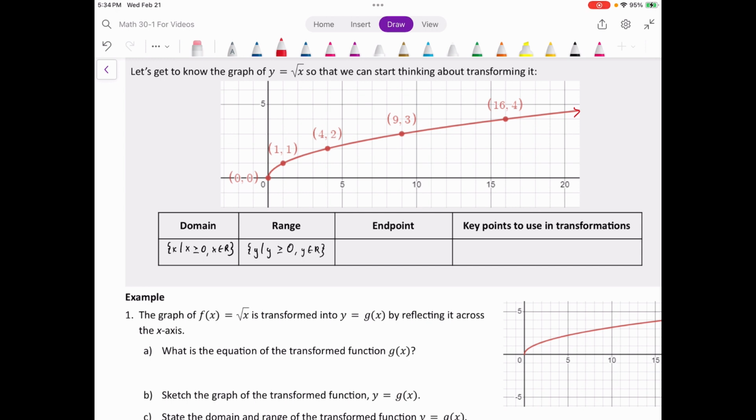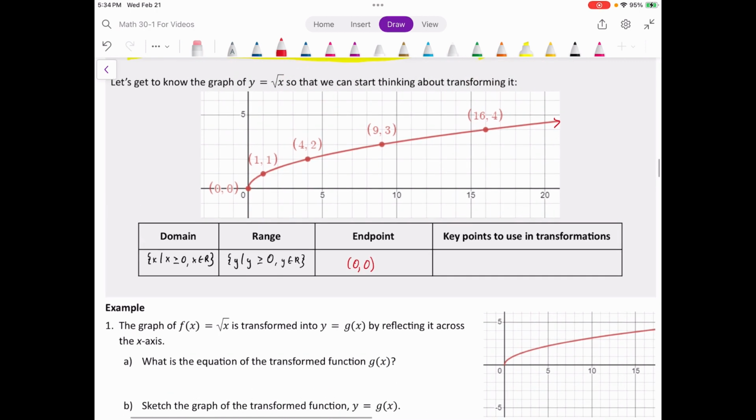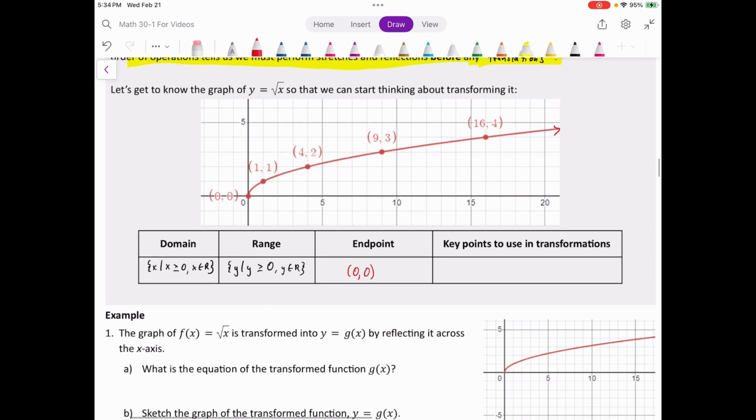We can't have negative x's, and so the graph just comes to an abrupt stop there. So our endpoint is 0, 0. That's what we call it. The endpoint is going to be really helpful for thinking about these transformations because it starts from 0, 0, so where it ends up tells us a lot about the graph. More on that as we go.